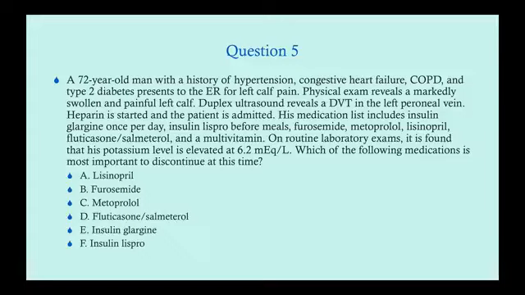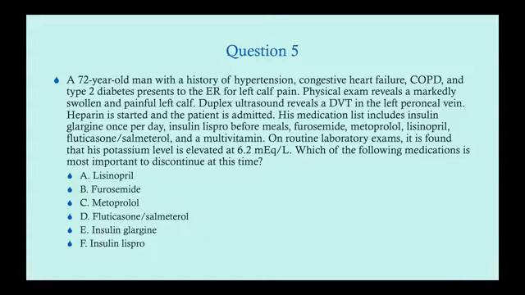We have a 72-year-old man with a history of hypertension, congestive heart failure, COPD, and type 2 diabetes, presenting to the ER for left calf pain. Physical exam reveals a markedly swollen and painful left calf. Duplex ultrasound reveals a DVT in the left peroneal vein. Heparin is started and the patient is admitted. His medication list includes insulin glargine once per day, insulin lispro before meals, furosemide, metoprolol, lisinopril, fluticasone, salmeterol, and a multivitamin. This guy is a pharmacy.